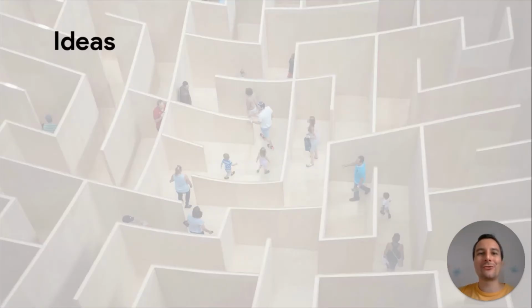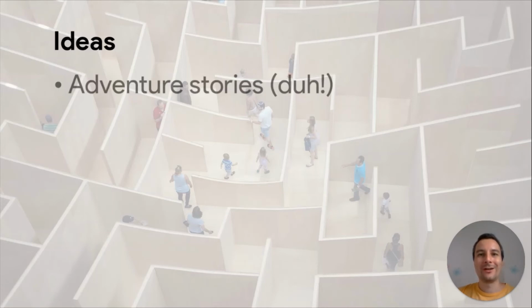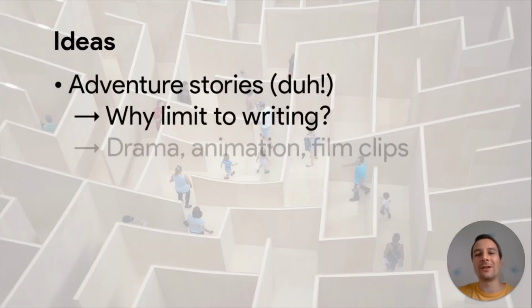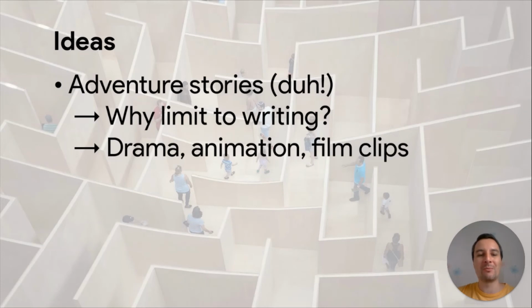So now that you know how to create a hypertext using a Google form, here are some ideas for activities or topics your students could work on. They could create their own adventure stories, but why limit the whole thing to writing? They could also include drama performances, animation, or film clips, upload that on YouTube, include that in the form, and then have the viewer decide how the drama performance is going to play out.